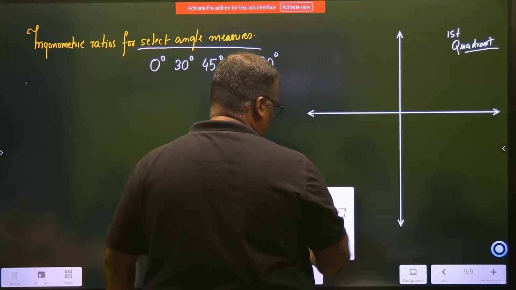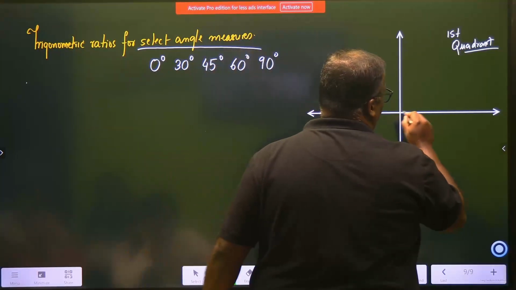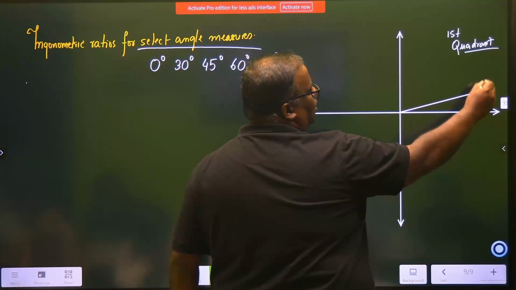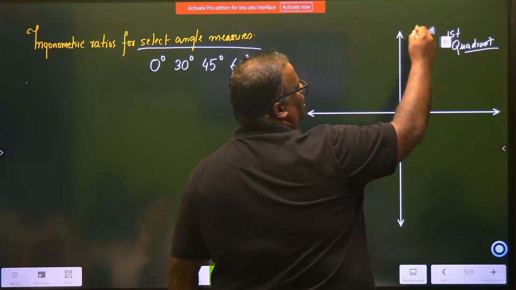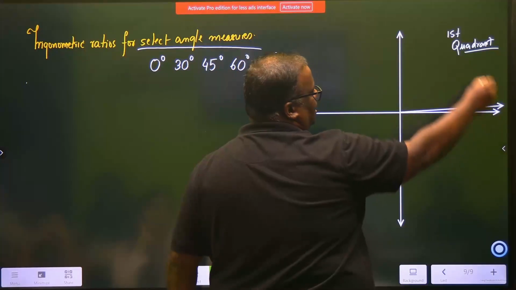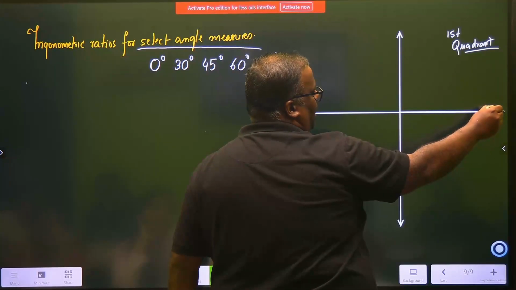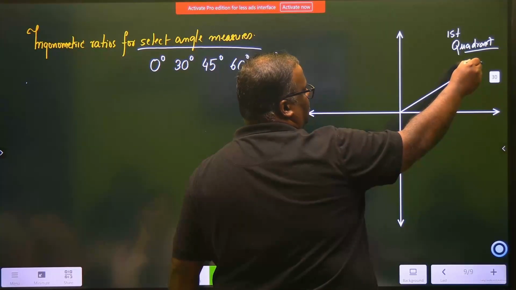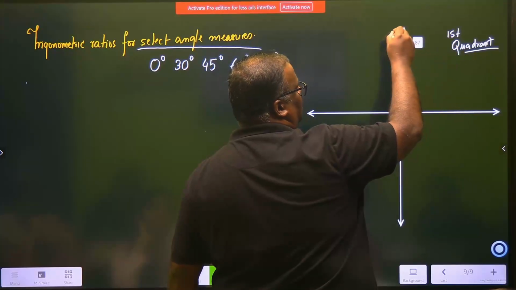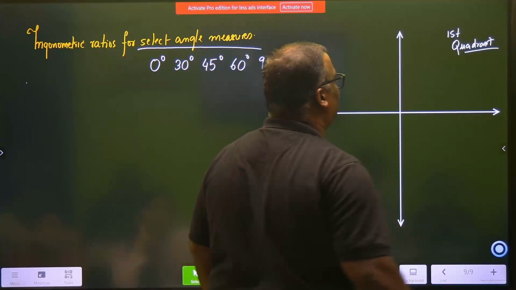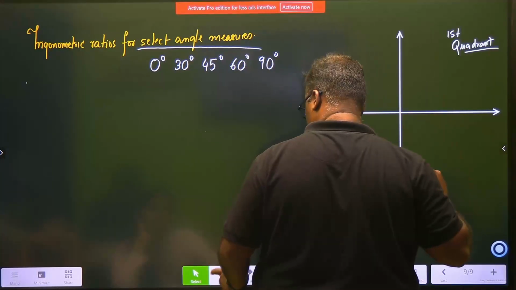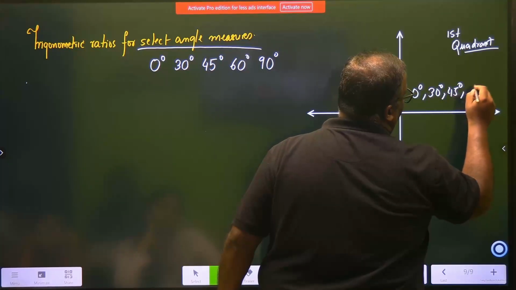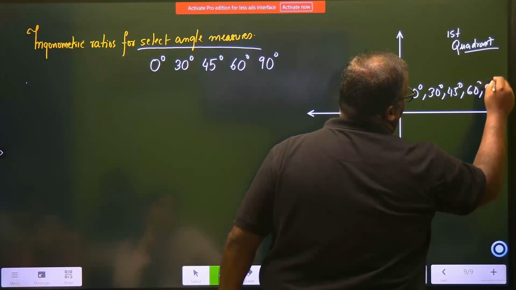Now look at my arrow. I have made an arrow in a different color. This is 0 degree with the x-axis, then 30 degree, 45 degree, 60 degree, 90 degree. I am playing only in this range. Is this clear? The angle is always made with the x-axis. Therefore we say that we are working everything on the first quadrant.